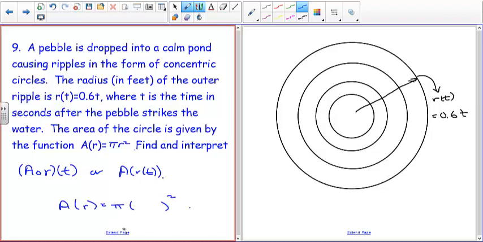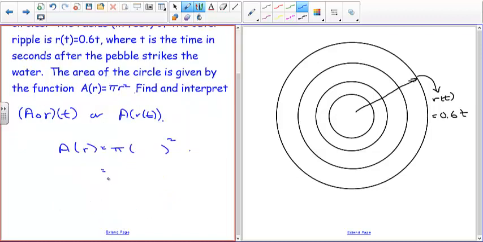But r as a function of time is going to be 0.6 t, and then you square that. So if you think about the domain, here you can have any radius, but really you can't have a negative radius.